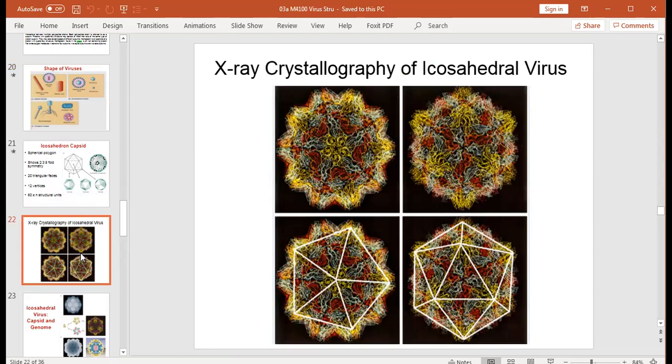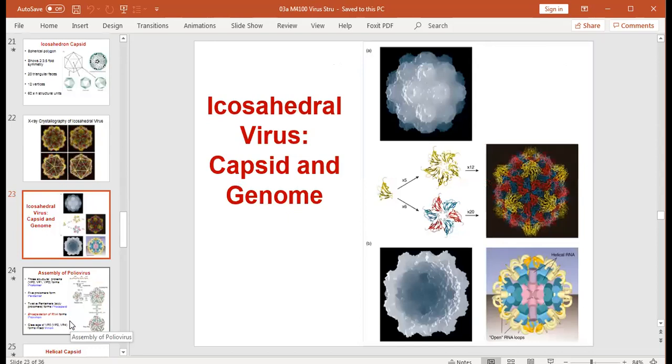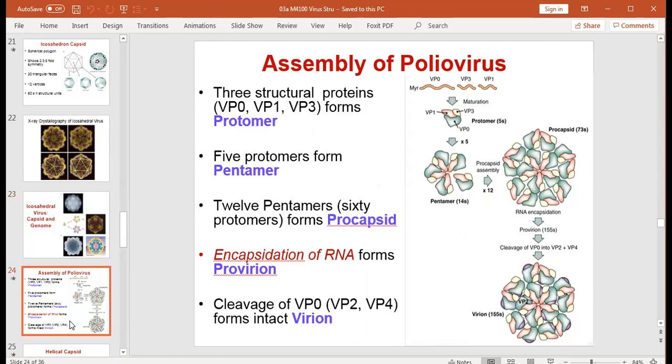Slide number 22 is the X-ray crystallography of an icosahedral virus. As we can see, they crystallize the structure and they look at the details of the molecule, where each atom is located and where the bonds are. So let's talk a little bit about icosahedral viruses, their capsid and genome. As an example, we use poliovirus, and we discuss how the capsid of poliovirus is being assembled.